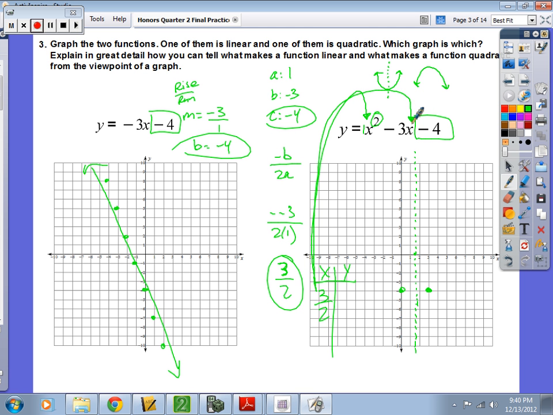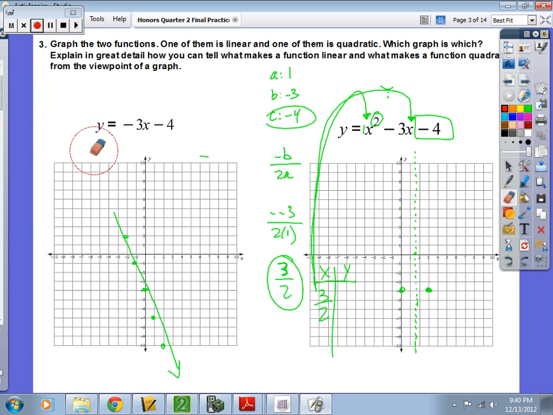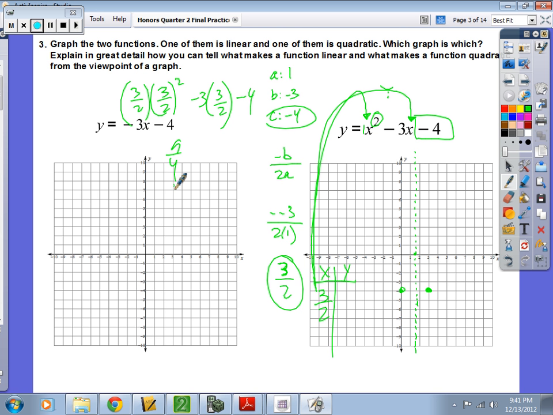So let me erase some stuff. This could be a little stressful because of that dang fraction. On the final, I'll give you a nice integer, but let's do it. We can do it. So let's plug in 3/2. It's going to be 3/2 squared minus 3 times 3/2 minus 4. 3/2 squared is 3/2 times 3/2, that's going to be 9/4. Minus 3 times 3/2 is going to be minus 9/2. And minus 4. That is awesome.